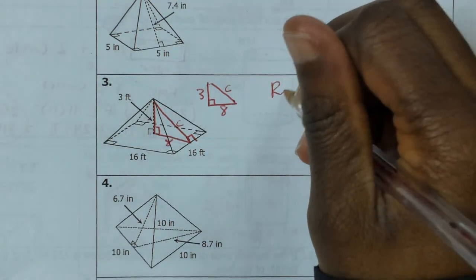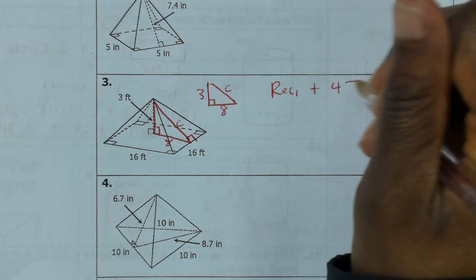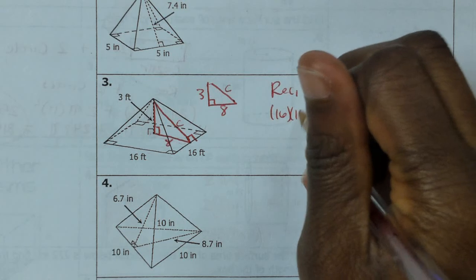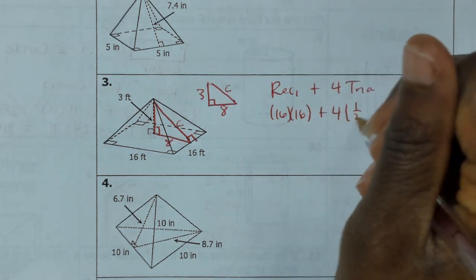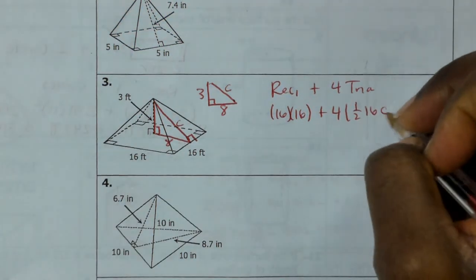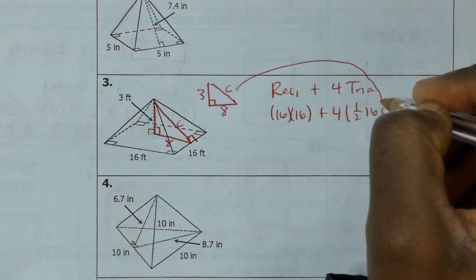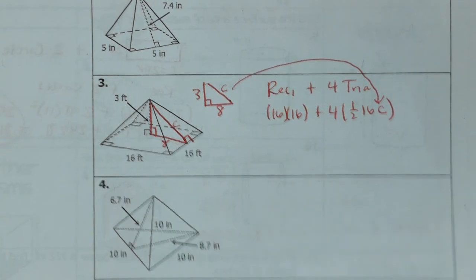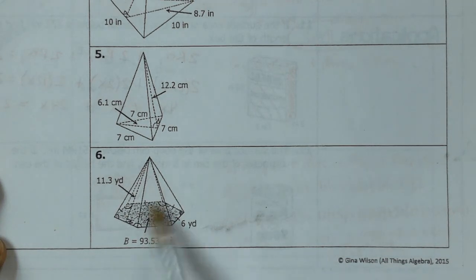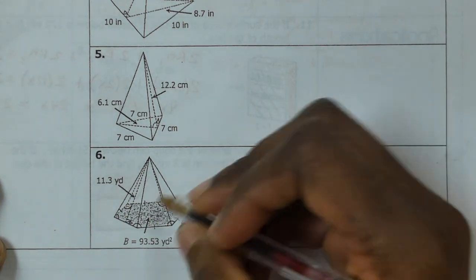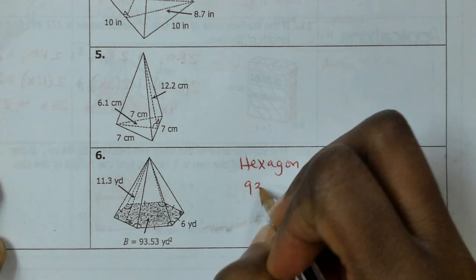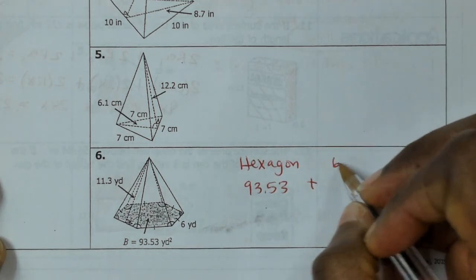So you still have the rectangle, and you have the 4 triangles. Okay, so 16 by 16 for the base of the rectangle. Your triangle's base is 16, and then your triangle's height is whatever you get for c. Okay, so then you can solve it. And then the last one, they already give you the area of the base, so the hexagon area, you don't have to use a formula, they give you the answer. So you just start off with that, and then you add the 6 triangles.